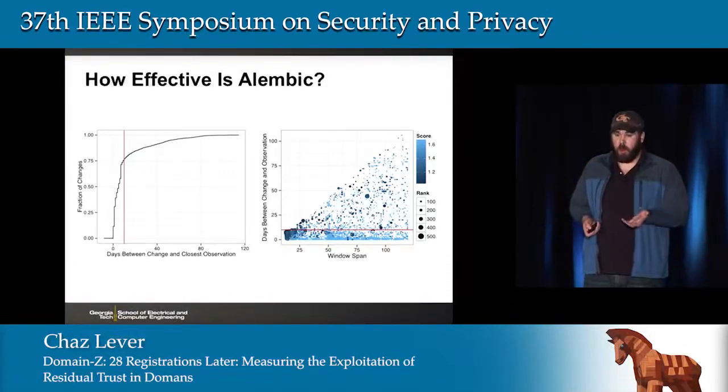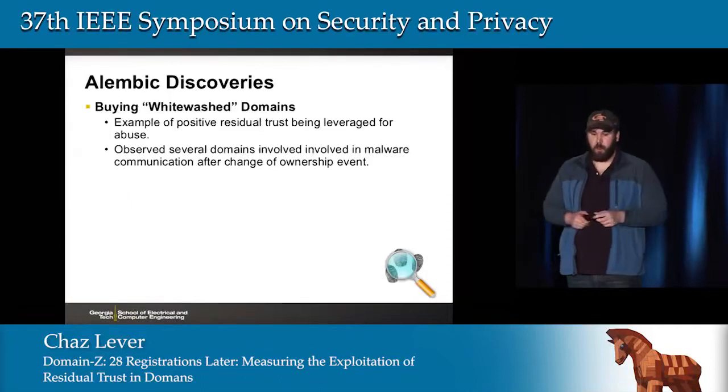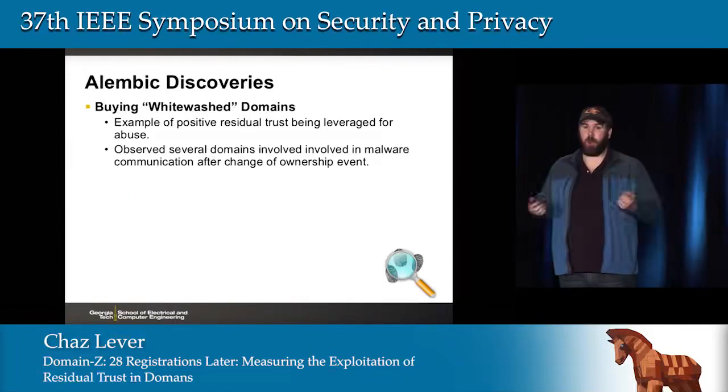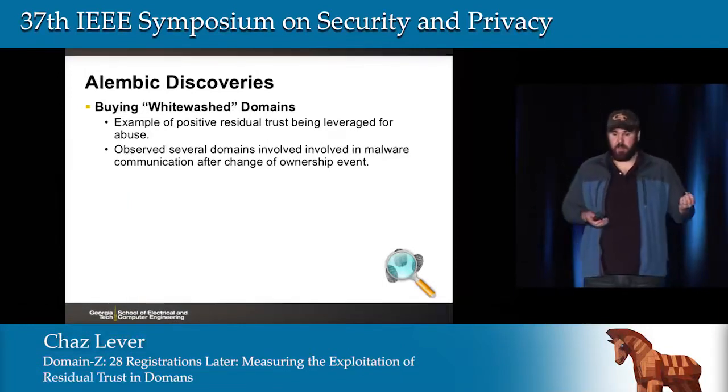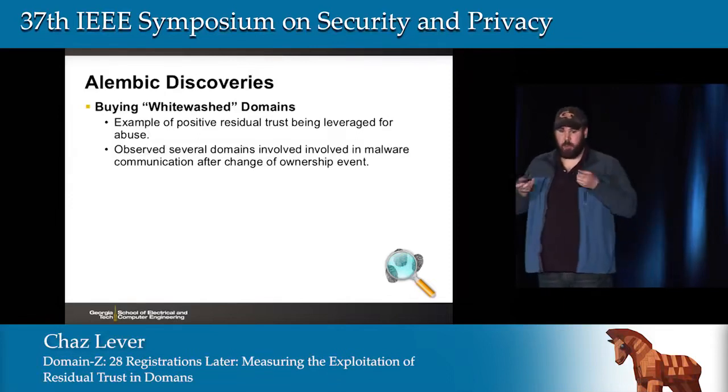So using our algorithm, we actually made a number of different discoveries. Some of the stuff that we found were just simple domains where they were abusing the positive residual trust. So these were just whitewashed domains. They were previously benign domains that were subsequently registered by malware and now were being abused. And we verified these manually.